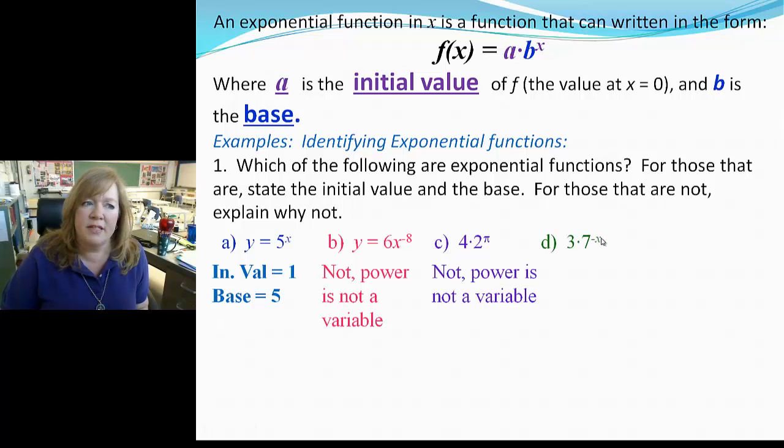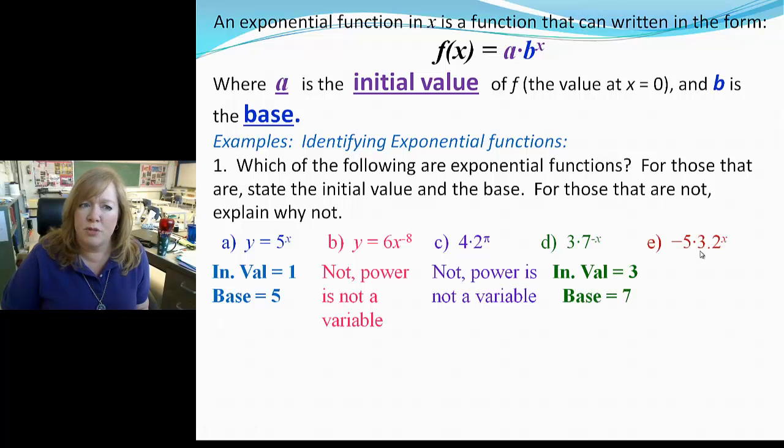3 times 7 to the opposite of x. This one definitely is an exponential function because your variable is in the exponent. Remember, you always do powers before you multiply. So you can't say this is 21 to the opposite of x. You cannot multiply these two numbers together. They have to stay separate. So the initial value is going to be 3, and your base is, of course, 7.